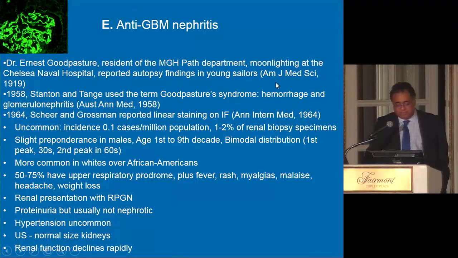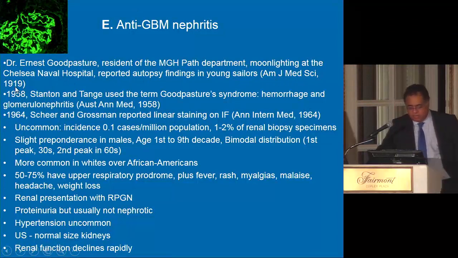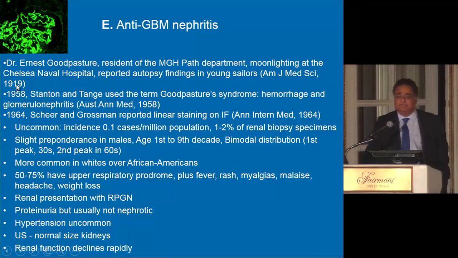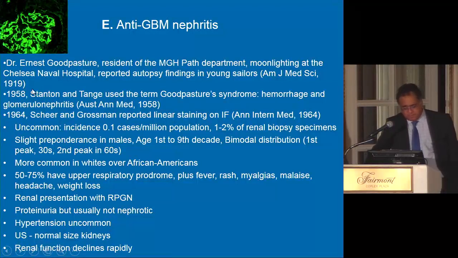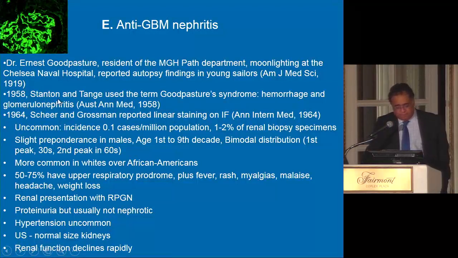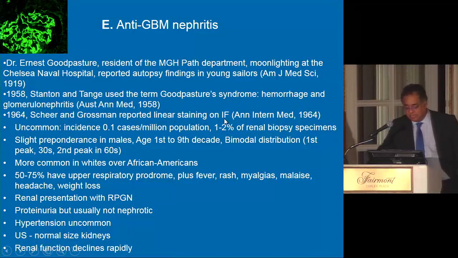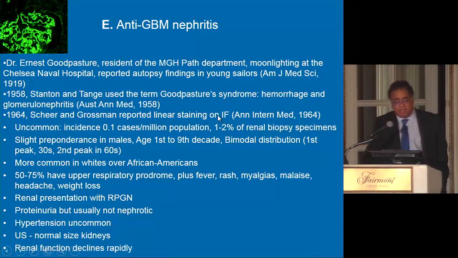Reported autopsy findings in young sailors. This is the reference in American Journal of Medical Science in 1919. He went on to become quite famous as a chair of the Department of Pathology at Vanderbilt. In 1958, Stanton and Tang used the term Goodpasture syndrome, hemorrhage, and glomerulonephritis. And in 1964, Shear and Grossman reported linear staining by immunofluorescence.